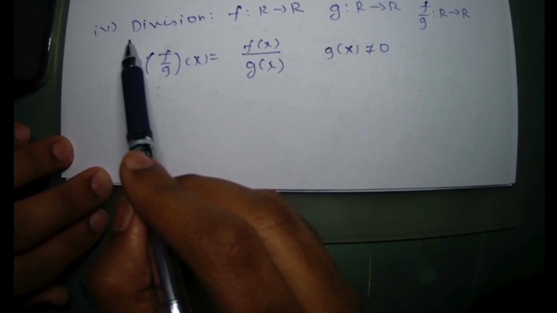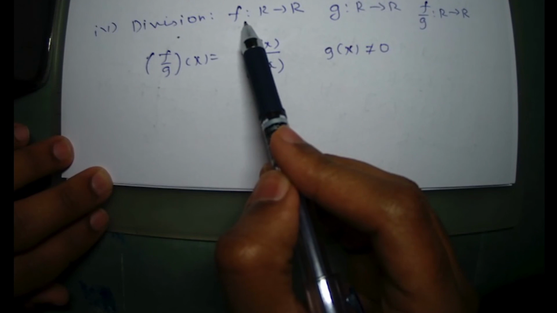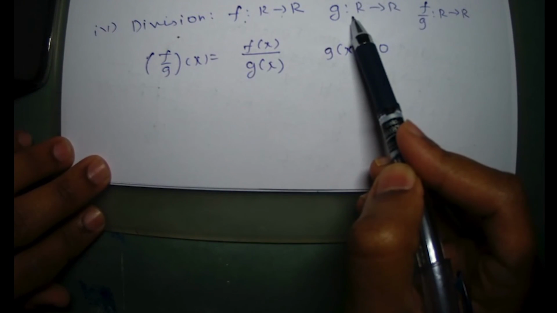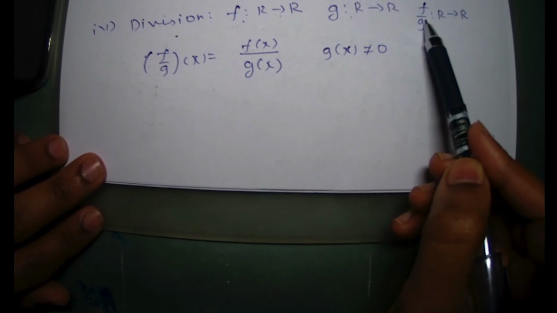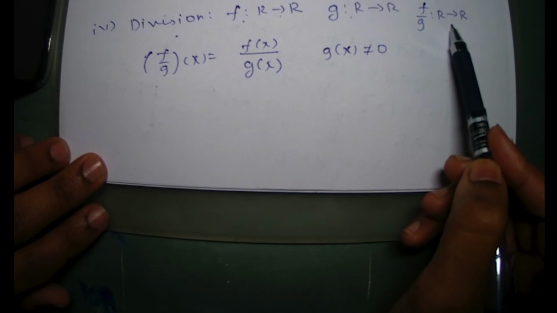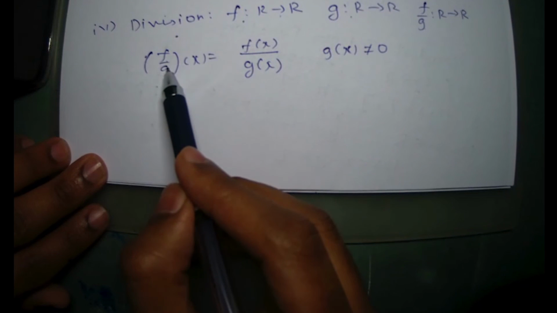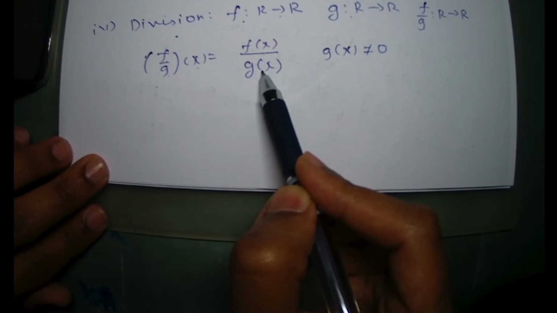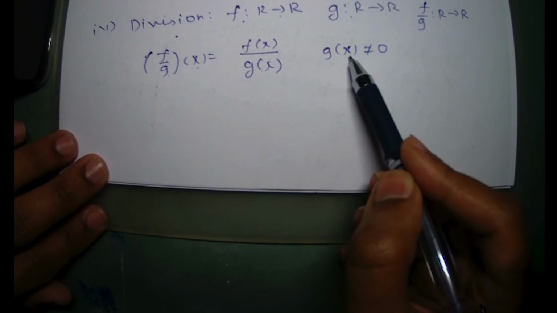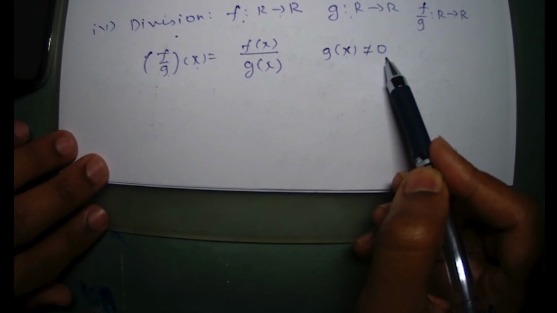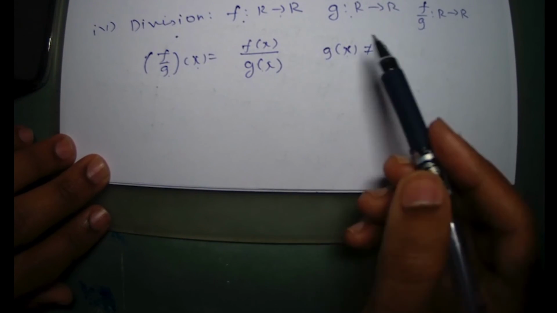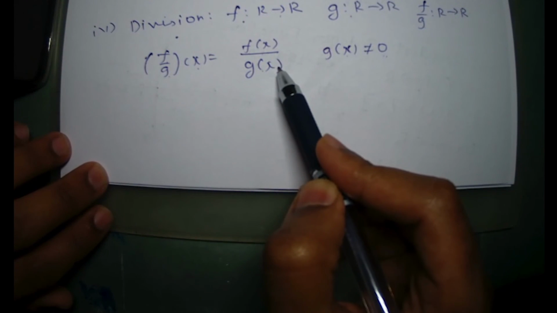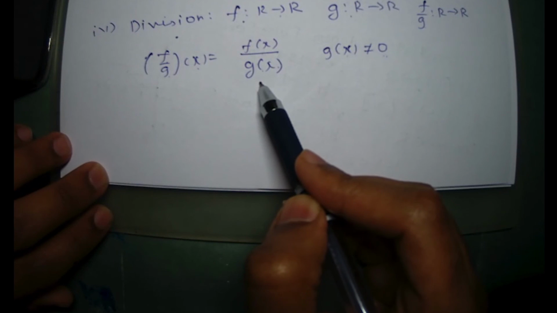So the next operation is division. If you have one function f defined in real numbers, another function g defined in real numbers, and f divided by g defined in real numbers, then we can say that f by g of x is equal to f of x by g of x. But another extra condition which we have to remember here is that g of x cannot be equal to 0. If g of x is equal to 0, then this term will become undefined. So that is one thing we have to keep in mind while doing division of two functions.